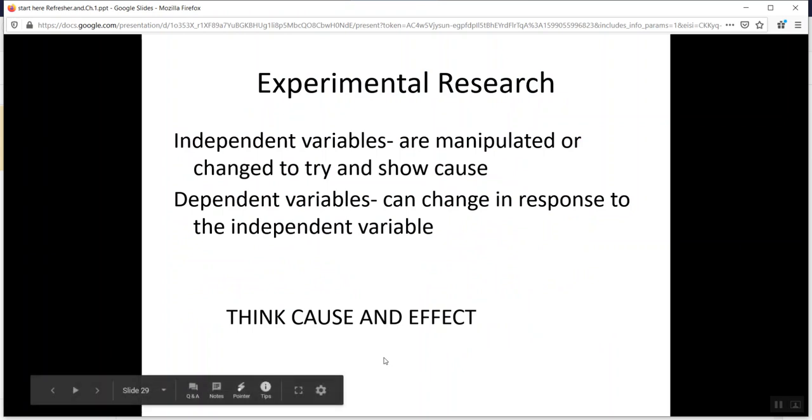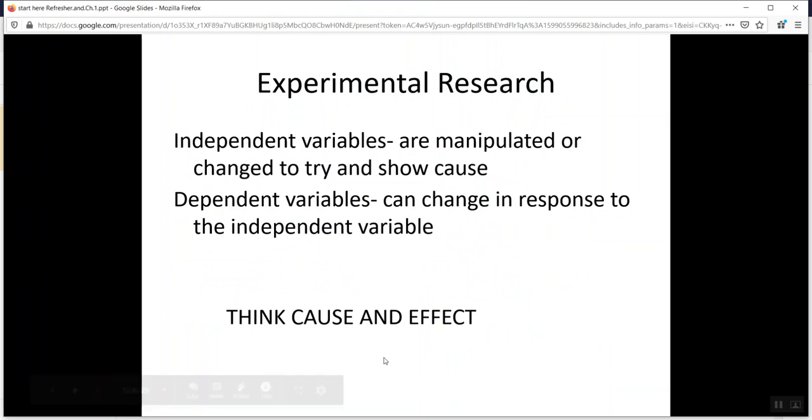So the independent variables are the ones that we manipulate or change. The dependent variables are what changes in response to that independent variable. So many times an easy way to figure out what's the independent variable and what's the dependent variable is to plug it into that cause and effect sentence. So the independent variable causes the dependent variable.